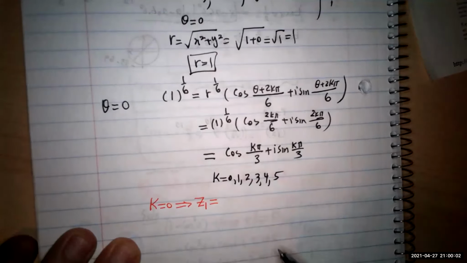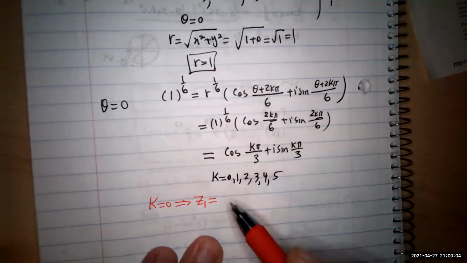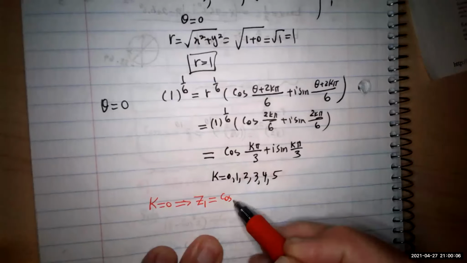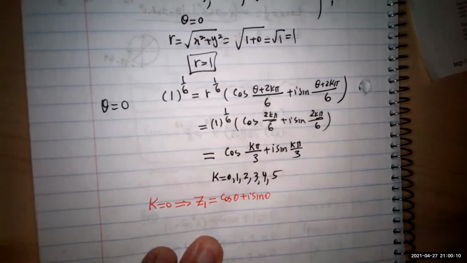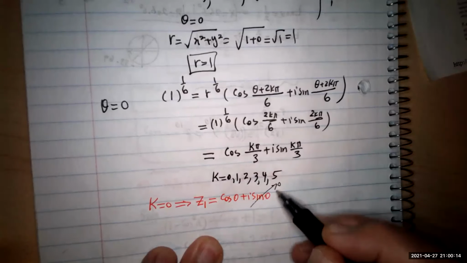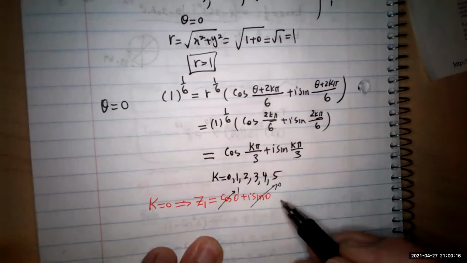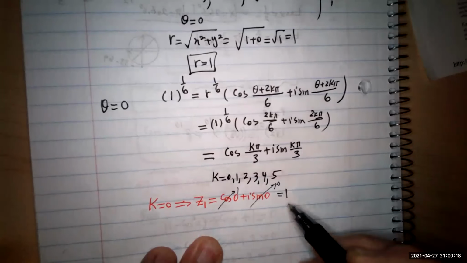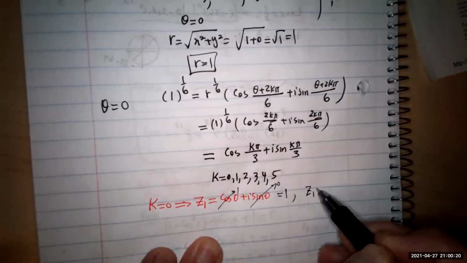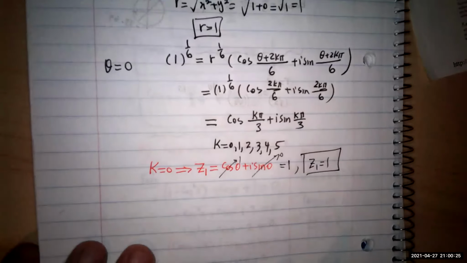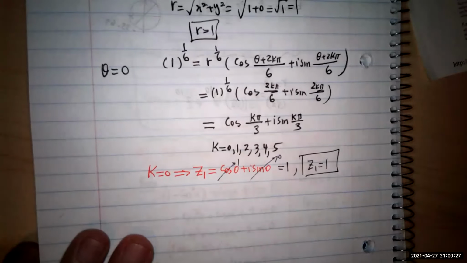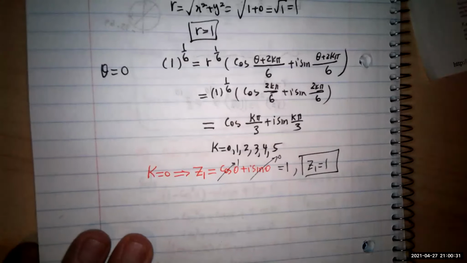z1. If you put k equal to 0, that gives you cosine of 0 plus i sine of 0. You know that the sine of 0 is 0. The cosine of 0 is 1, so that gives you 1. And this is the one that you know. It's a real number, so you don't have any other conjugate. So you have to continue to get the second one.